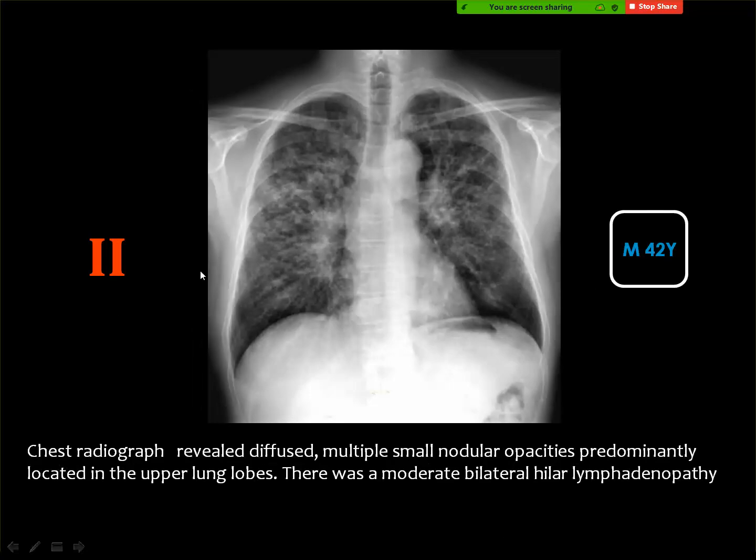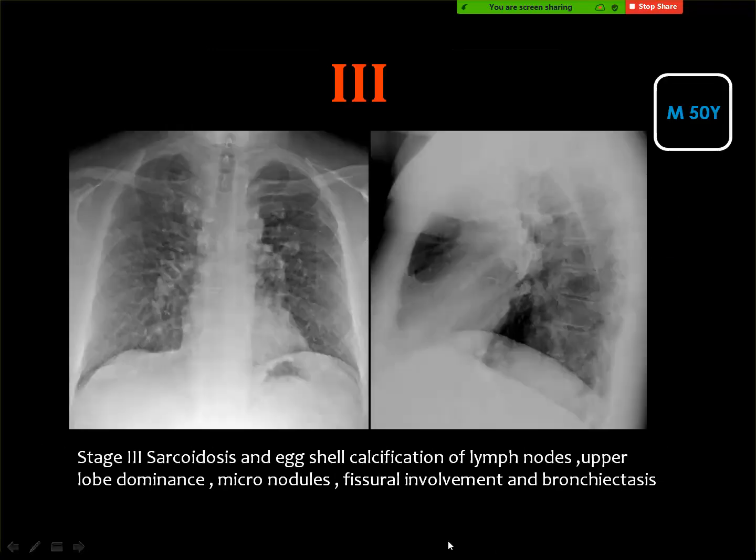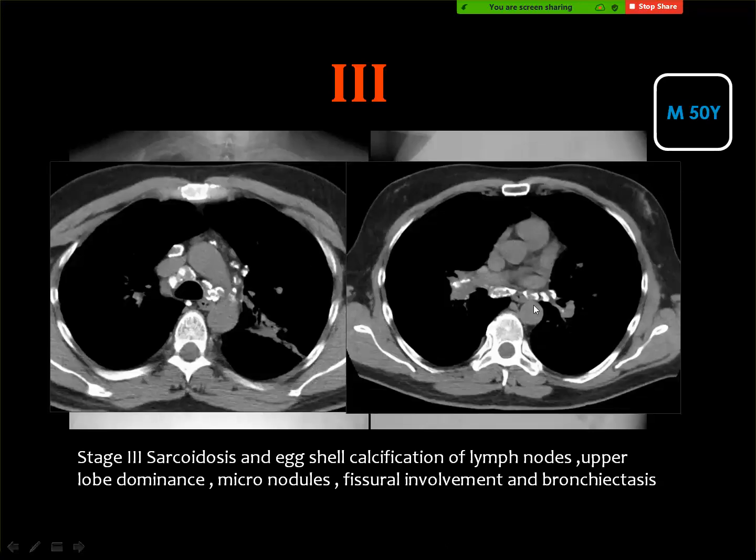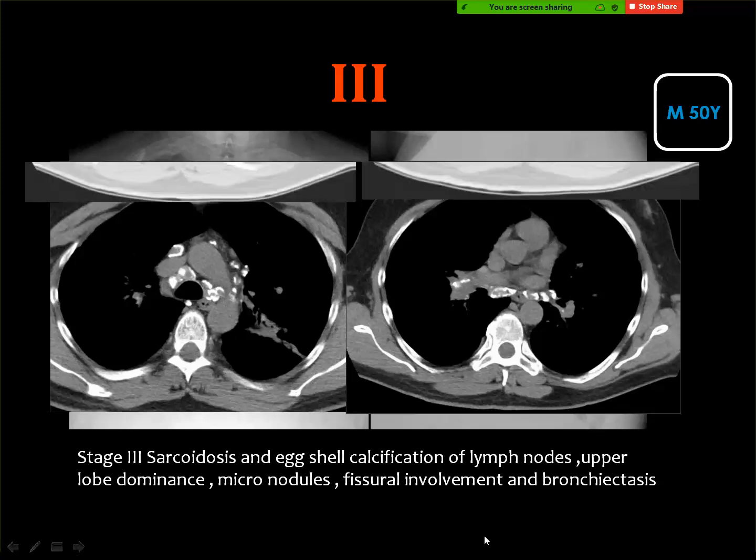And this is stage 2. You see enlargement of the hilar shadows with reticulonodular opacities in the lung fields. And this is stage 3, where you get opacities in the lung without mediastinal lymphadenopathy. And here you see that the lymph nodes are very small and totally calcified. This is one of the classic appearances of sarcoid nodes.